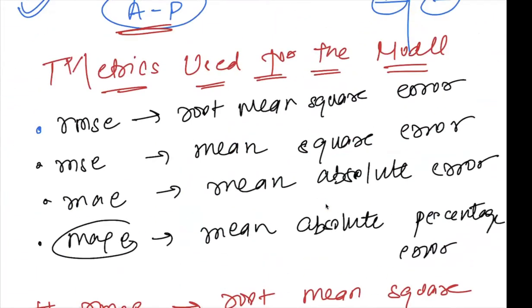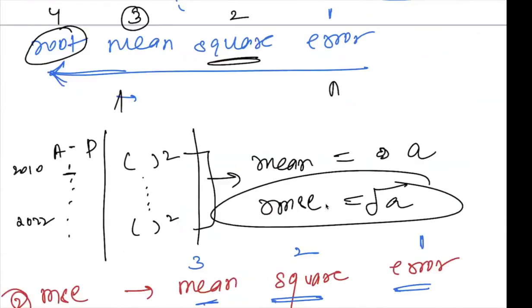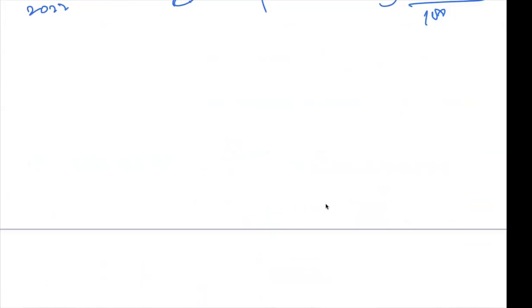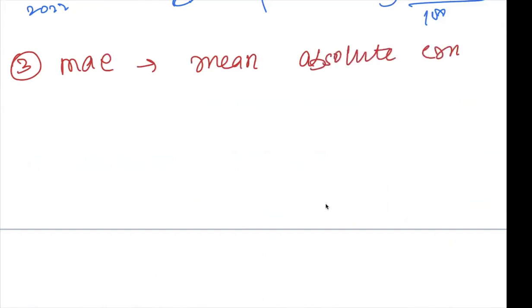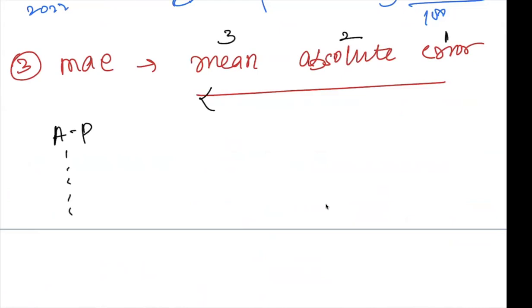Similarly, mean absolute error is nothing but you calculate the error, a minus b, and take the absolute of it. What is absolute? Absolute means even if it's negative or positive, the end result should be positive. So the third is mean absolute error. We will again go in this direction: calculate the error first, then the absolute, and then the mean. Your error is nothing but actual minus predicted.